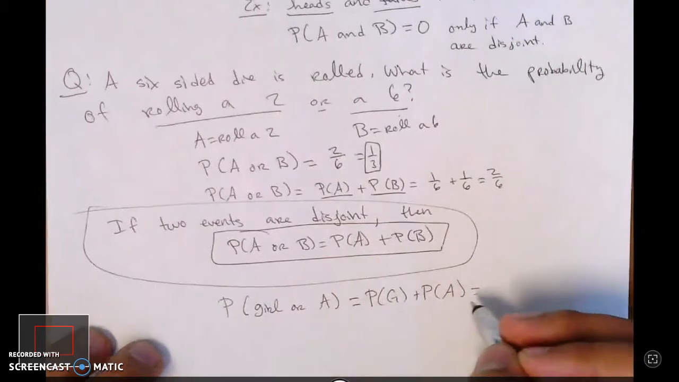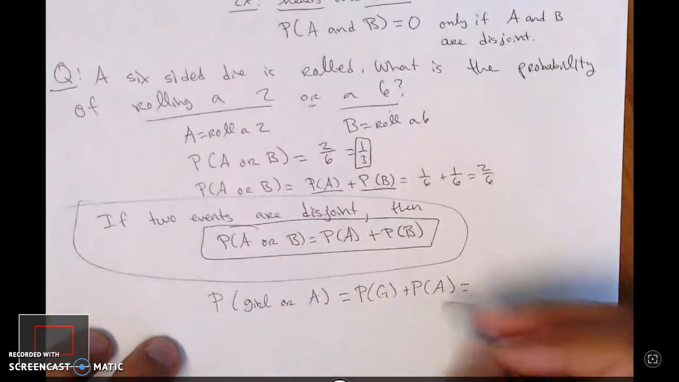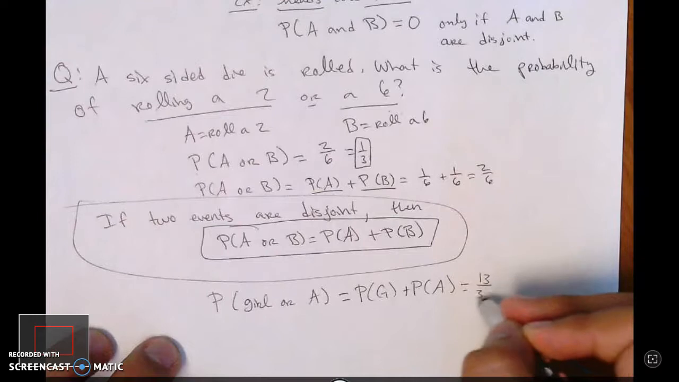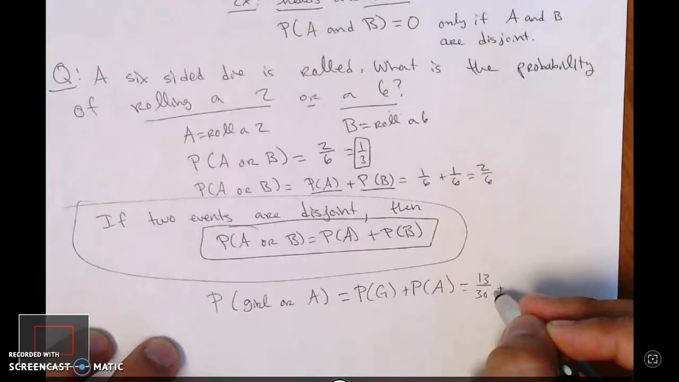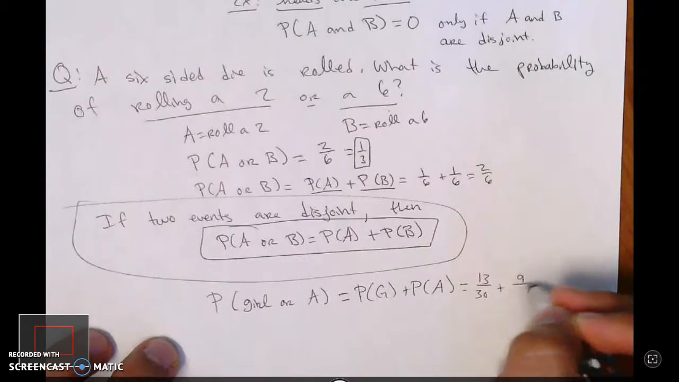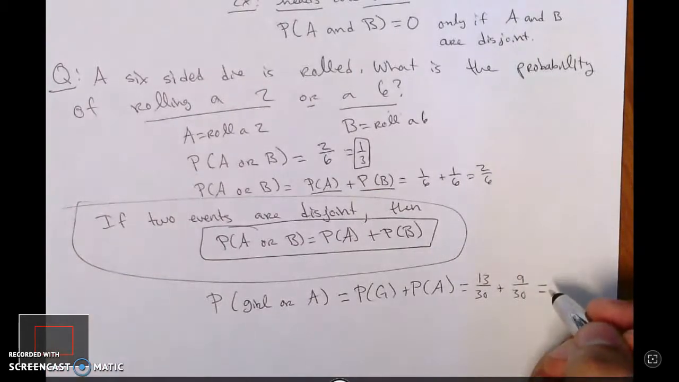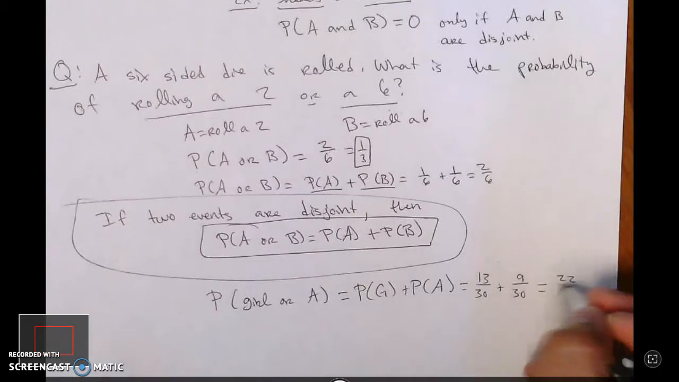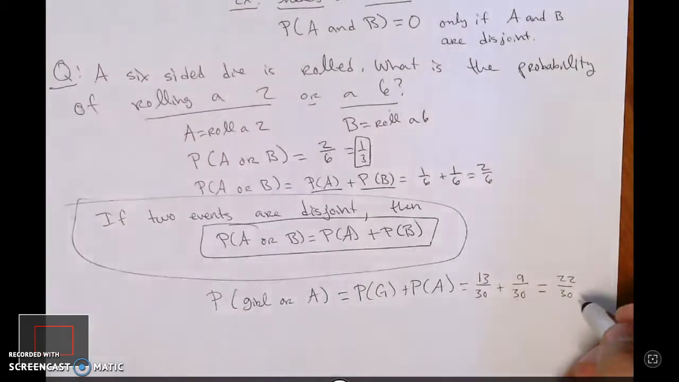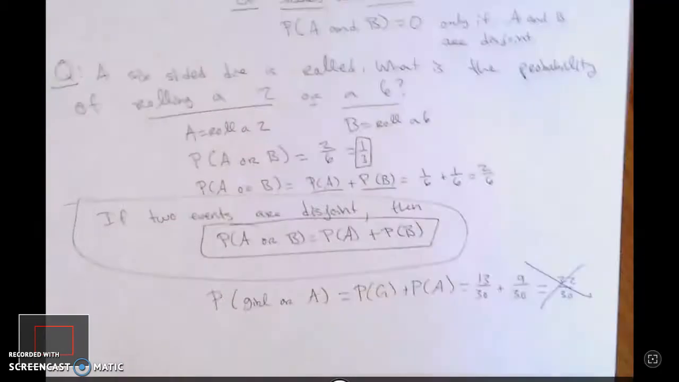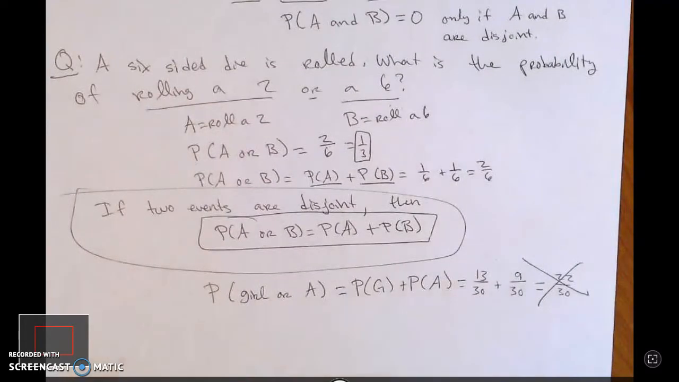If you look back at the problem, the probability of getting a girl was 13 out of 30, and the probability of getting an A student was 9 out of 30. When you add these numbers together, you end up getting 22 out of 30. You would think that this is the answer, but nope, that is not the answer.